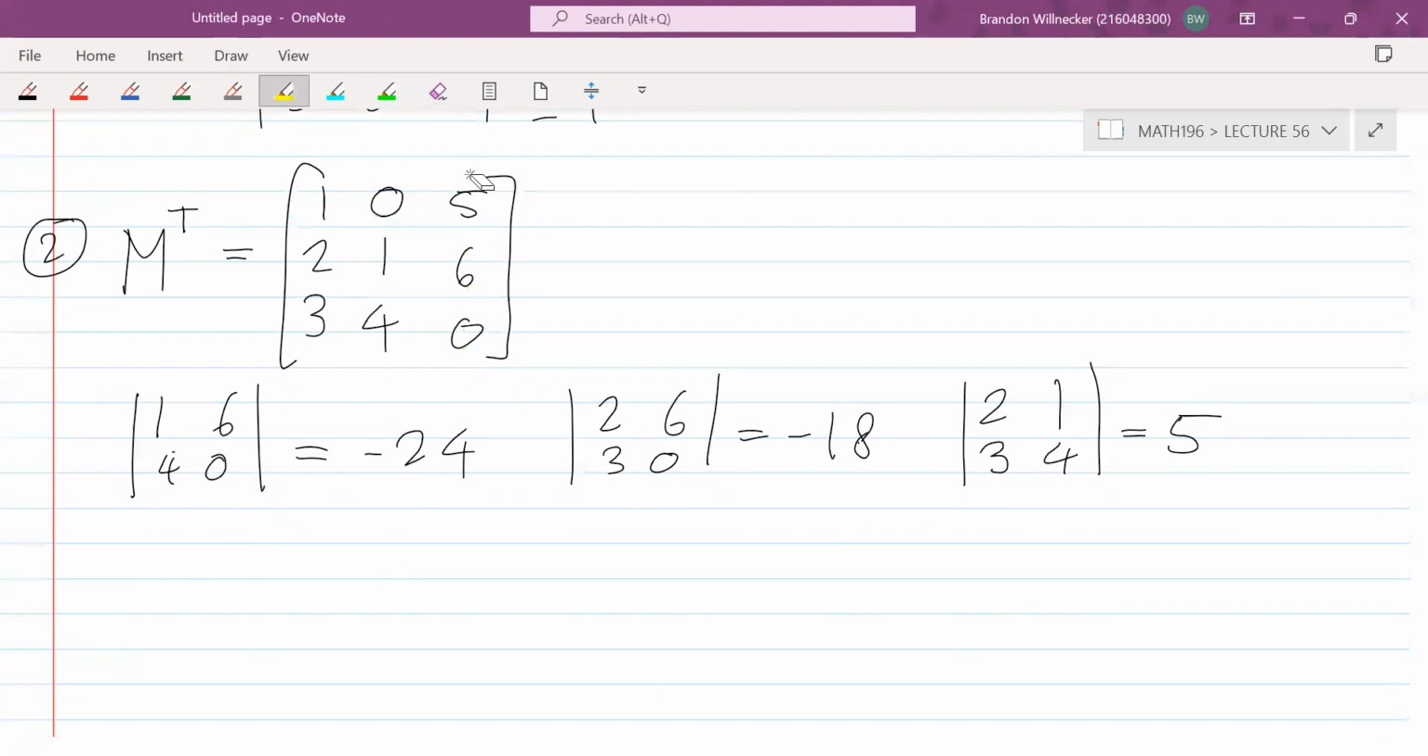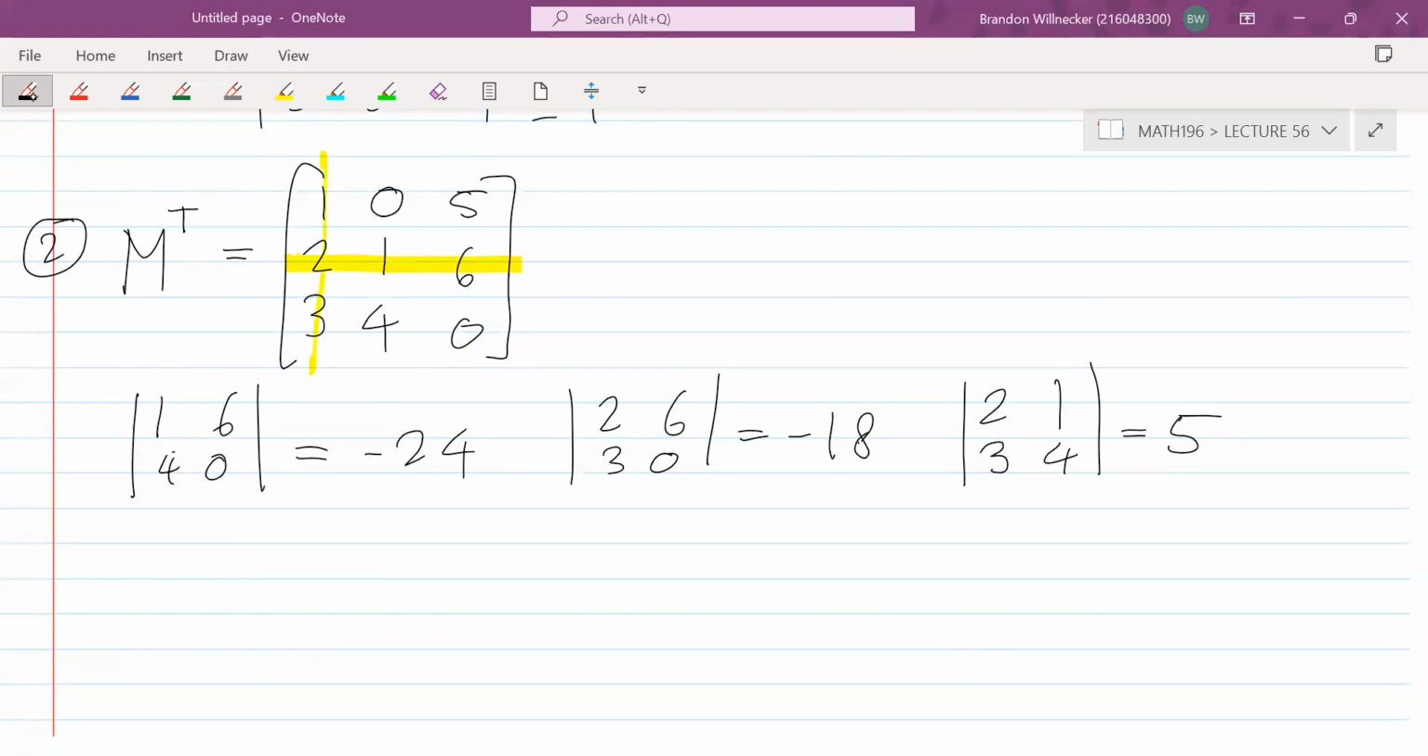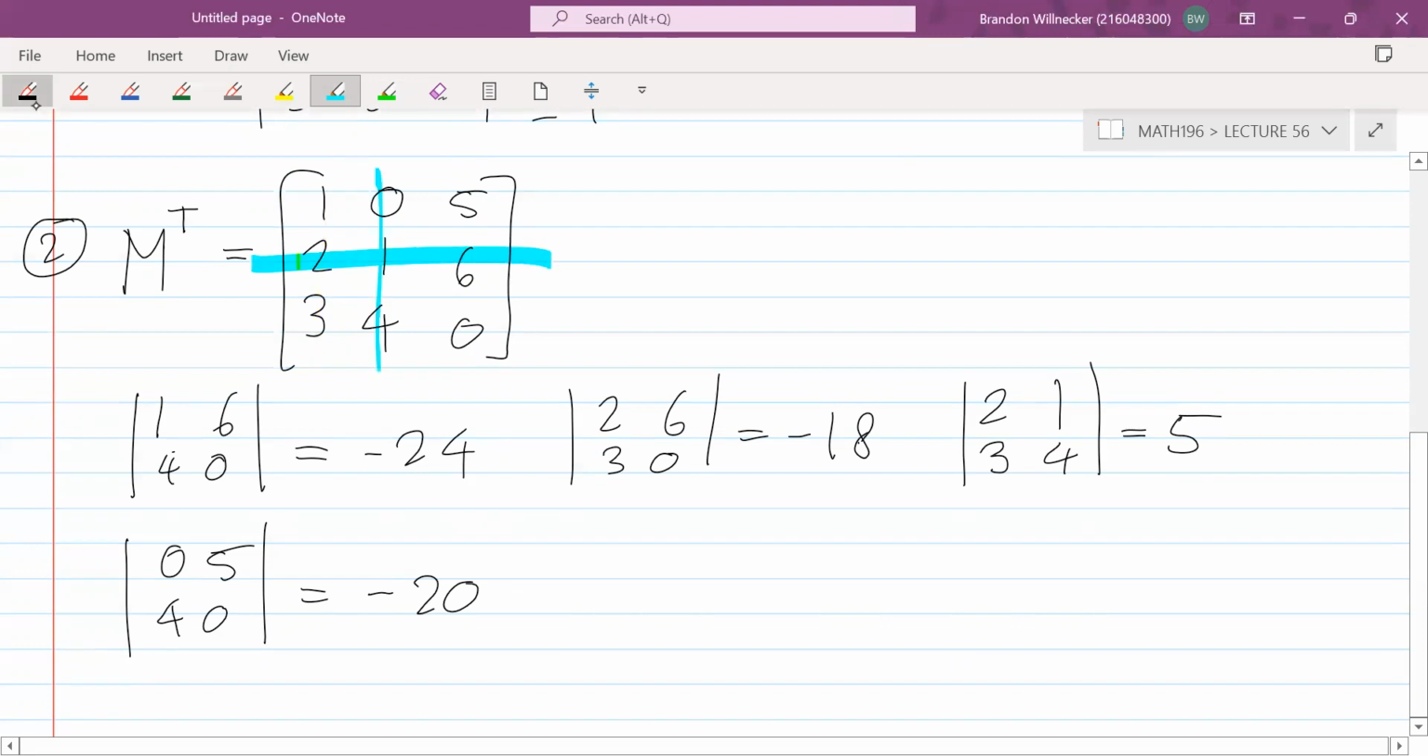Let's do that. Block off the row with the 2 and the column with the 2, and I look at the submatrix there. The bits left over are 0, 5, 4, 0. That's going to be minus 20. Next one, block off that column, block off that row. The determinant of 1, 5, 3, 0 gives me minus 15.